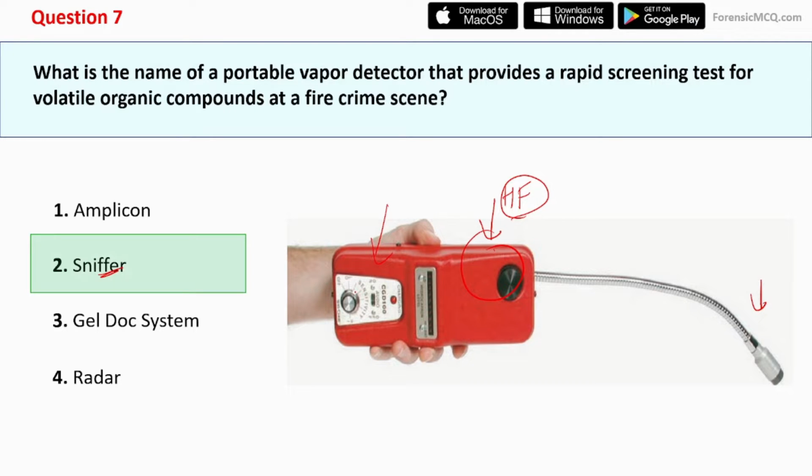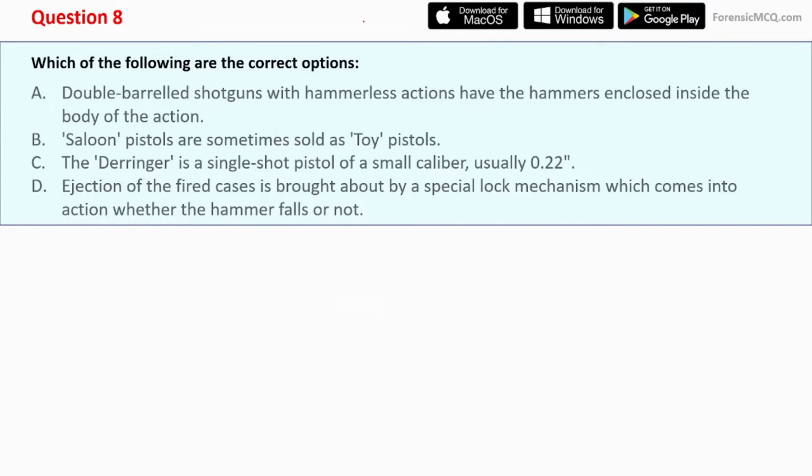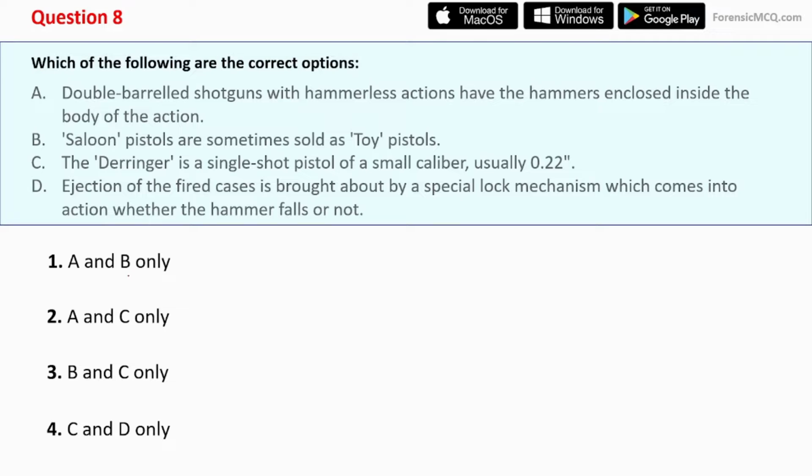So now let's move to the next question, which is question number 8. Which of the following are the correct options? A. Double-barreled shotguns with hammerless action have the hammers enclosed inside the body of action. B. Saloon pistols are sometimes sold as toy pistols. C. The Derringer is a single-shot pistol of a small caliber, usually 0.22 inches. Option D. Ejection of the fired cases is brought about by a special lock mechanism which comes into action whether the hammer falls or not. And here are the options: A and B, A and C, B and C, and C and D. So the correct option is A and B.